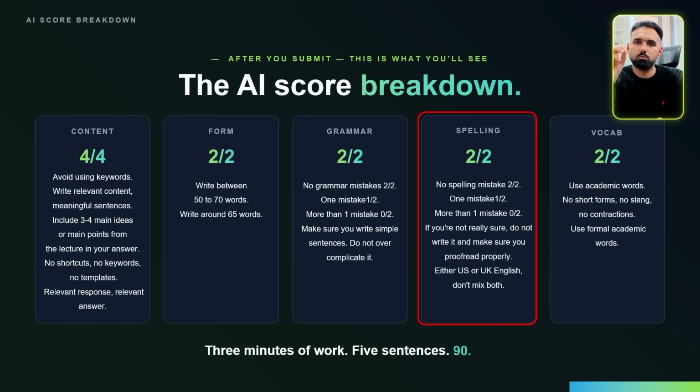Same thing for spelling, two points for spelling. No spelling mistake, 2 out of 2; one spelling mistake, 1 out of 2; more than one, 0. Simple. If you are not really sure, do not write it, and make sure you proofread properly. And last, one more thing for spelling: either you follow UK style or US style. You cannot mix both of these. I will show you an example of the difference between UK and US English so that everything is clear.